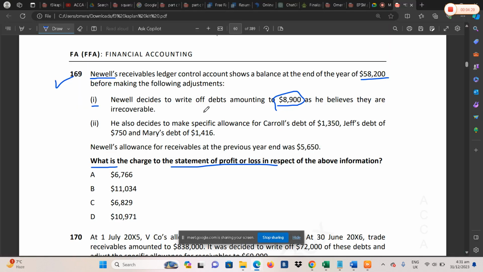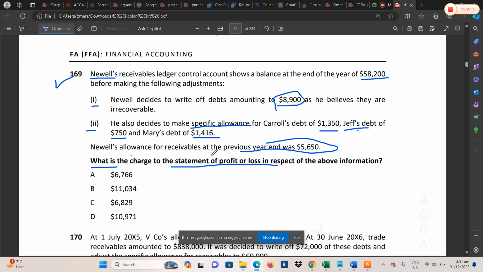Then let's read the question. Number two, he also decides to make a specific allowance. So now he's going to talk about the allowance. He decides to make a specific allowance for Carol's debt of 1350, Jeff's debt of 750, and Mary's debt of 1416. So these are the specific allowances given for all three customers. And after that, he says that Newell's allowance for receivables at the previous year end was 5650. So there are two allowances given in the question.